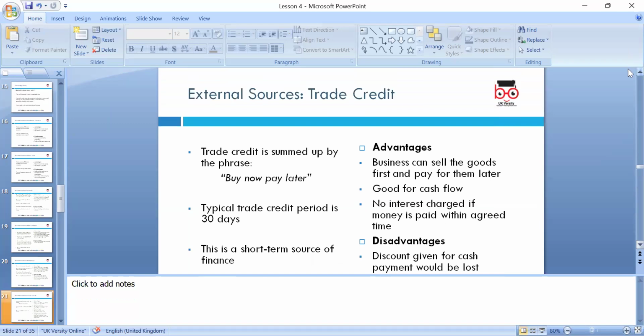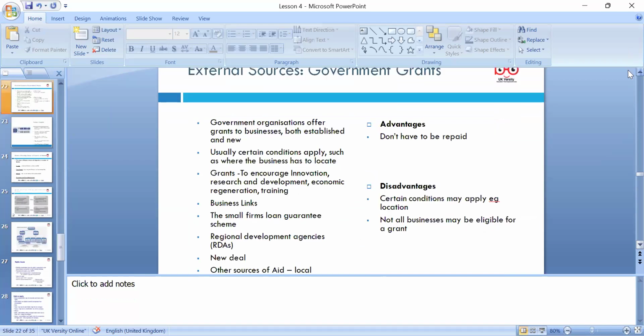So trade credit: sometimes it's good if you have negotiation skills. You can get trade credit for 30 days, 40 days, 90 days from the supplier. Delaying your payments helps you boost cash flow. The discount given on payment would sometimes be lost, because if you pay in cash you will get the goods cheaper, but if you buy on credit, it costs you more.